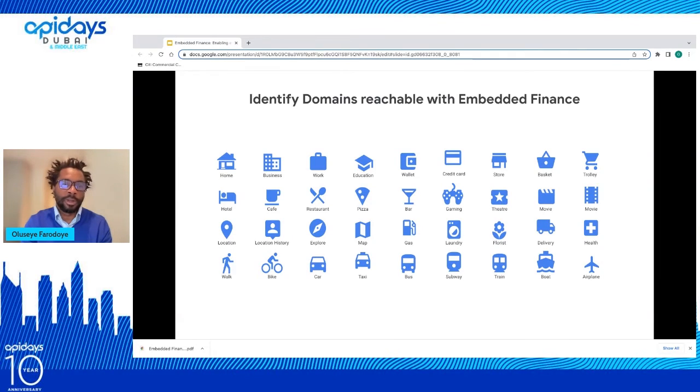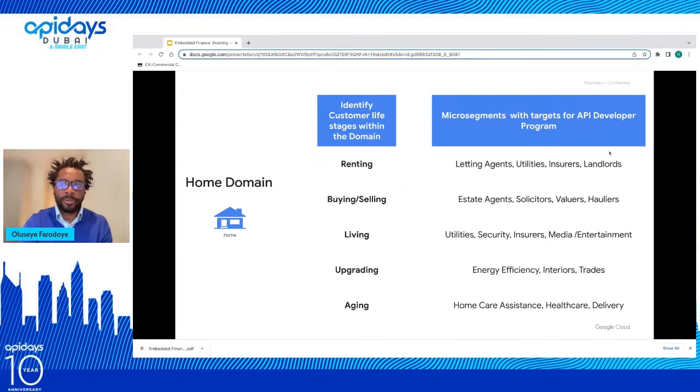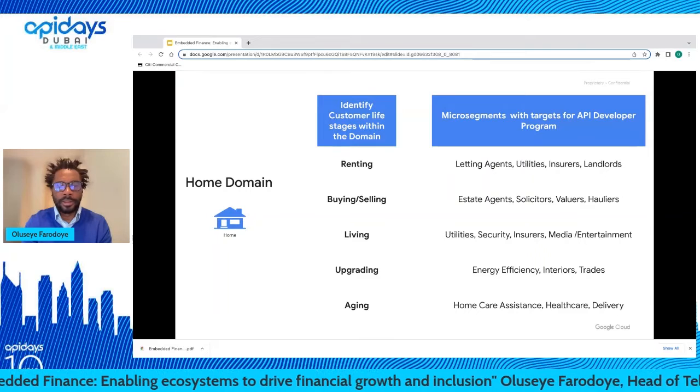And first of all, to identify microsegments, you identify domains. There are several domains that customers reach out to or perform experiments in, or start or end a certain particular journey. So in this case, we'll take, for example, the home domain. Within the home domain, there are probably 5 different customer stages: renting, buying or selling, living, upgrading, and aging.